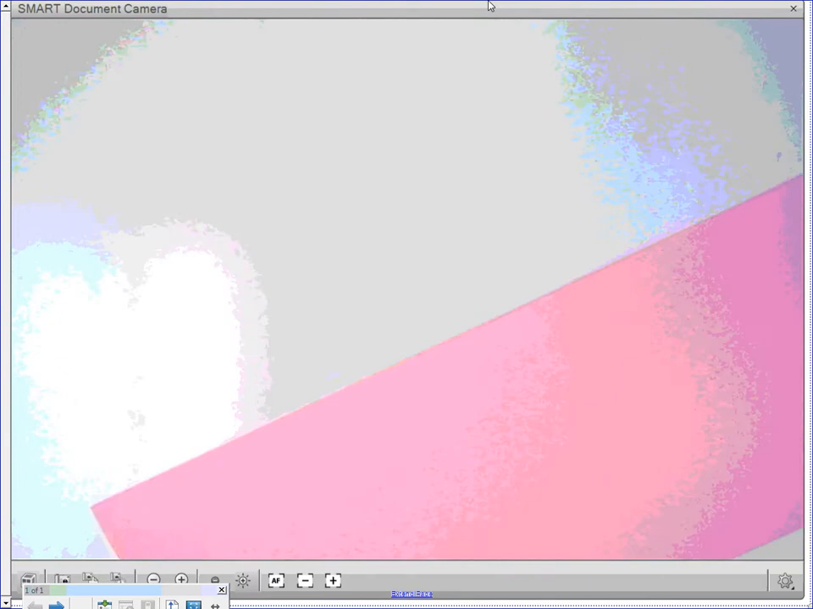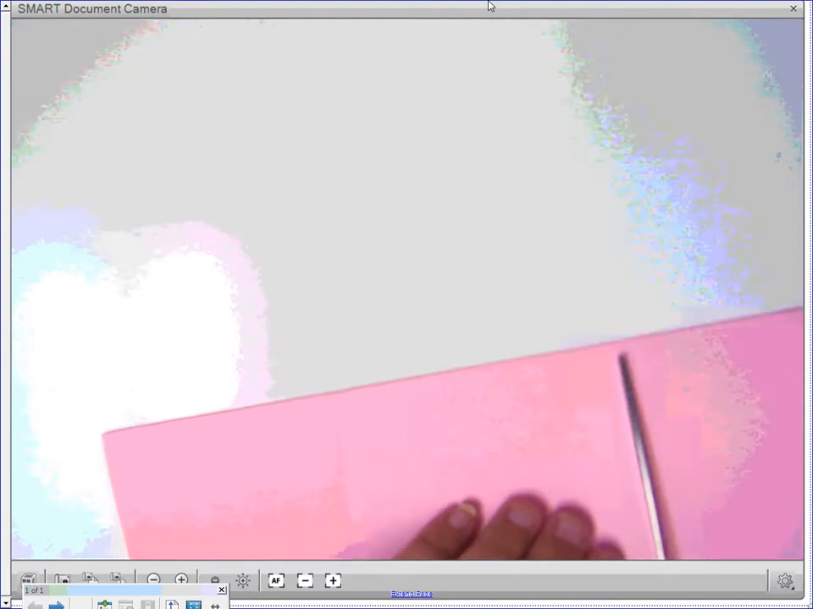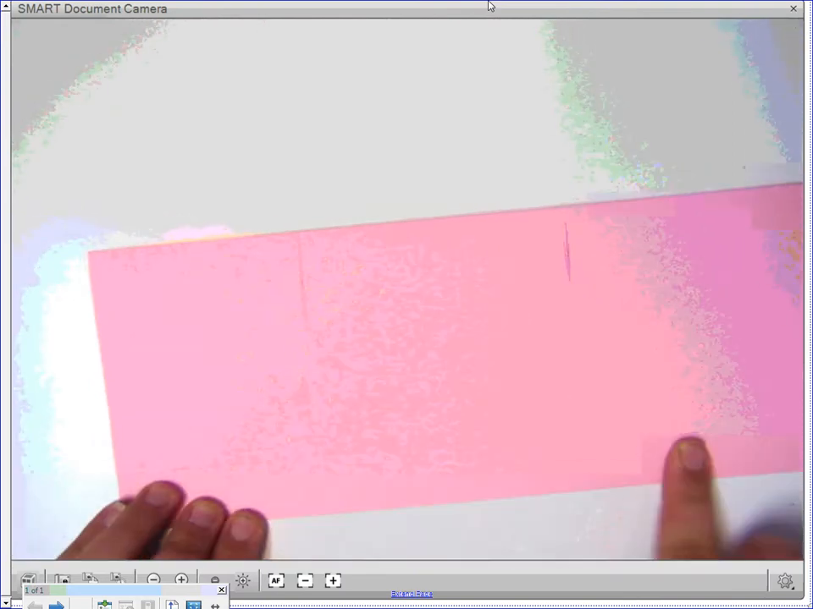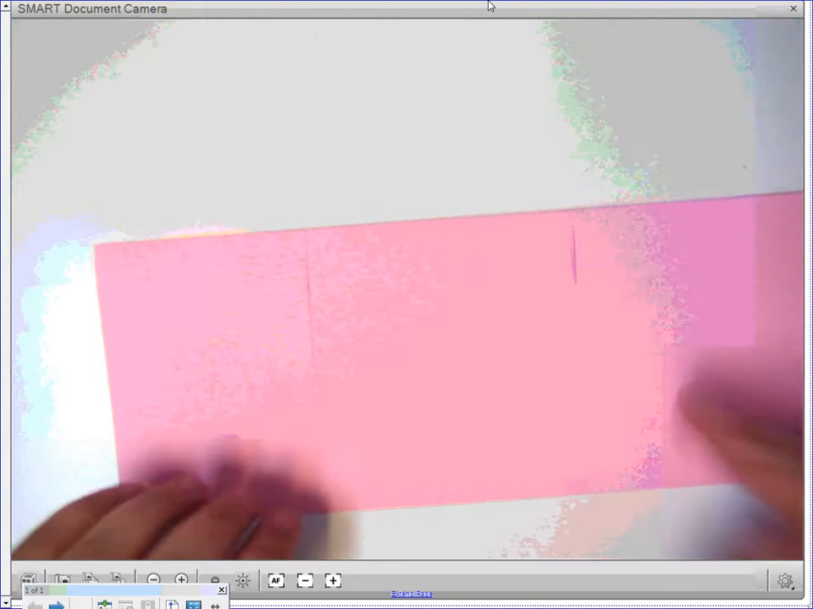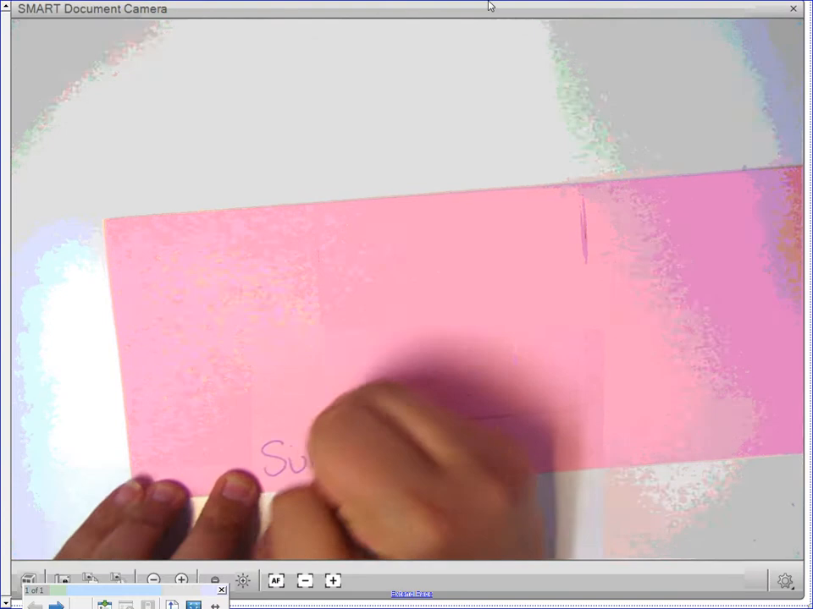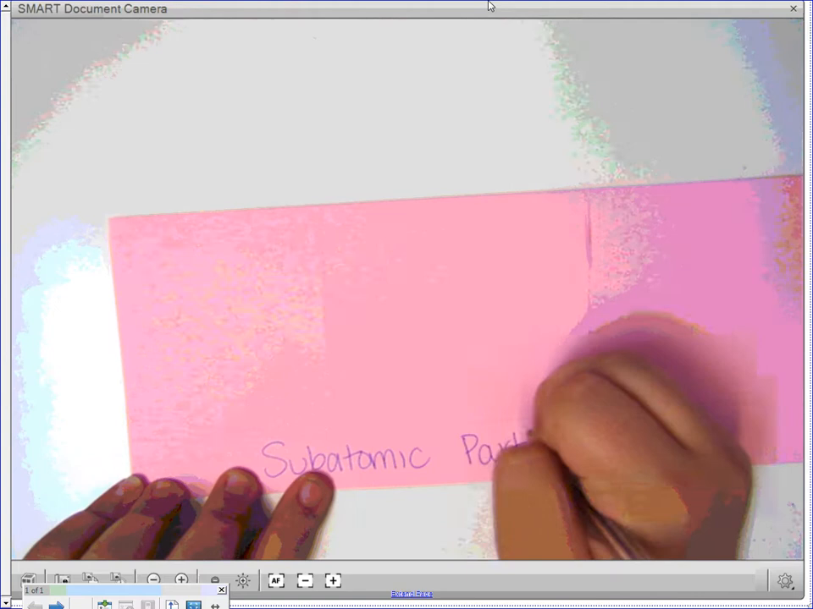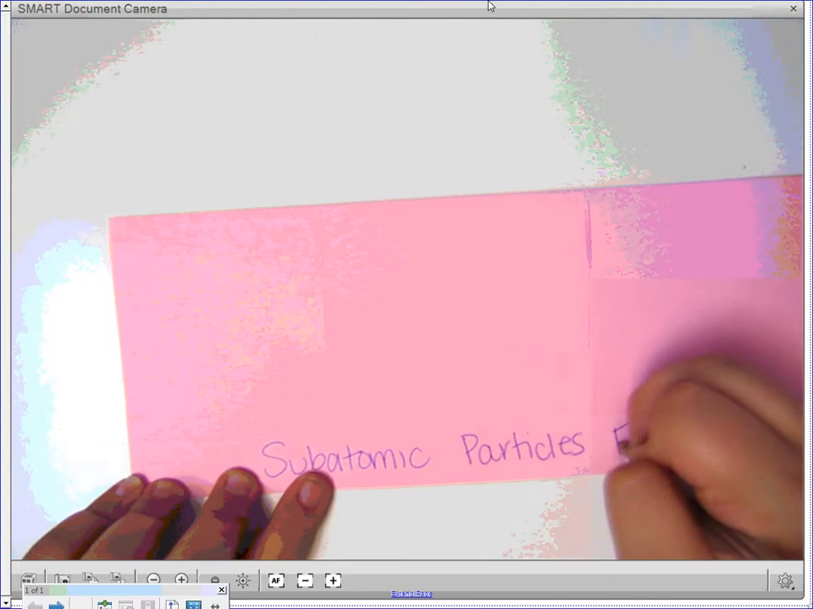And then you're going to take your scissors and just cut 3 sections. Now clearly mine did not make it even, but that's alright. Okay, so you're going to have 3 sections like that. On the strip, or the tab, whatever you want to call it, you're going to write subatomic particles foldable.